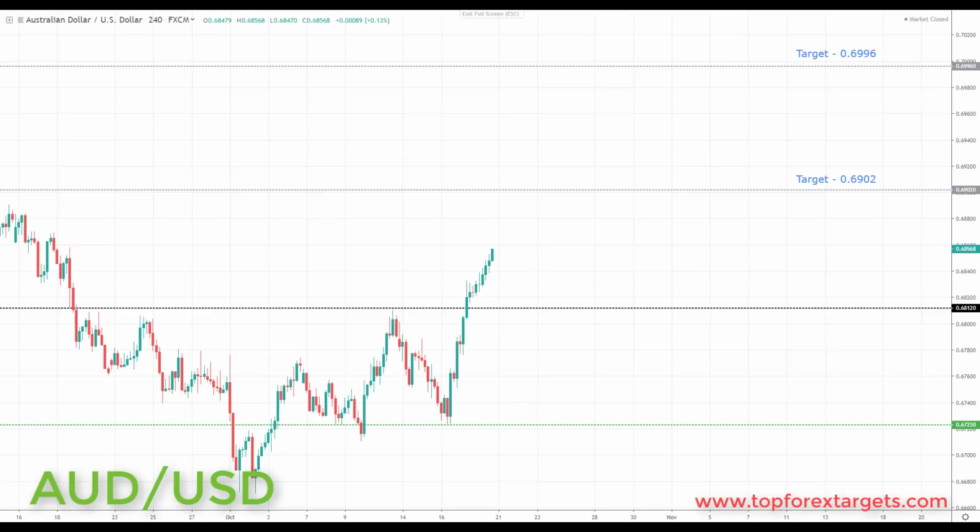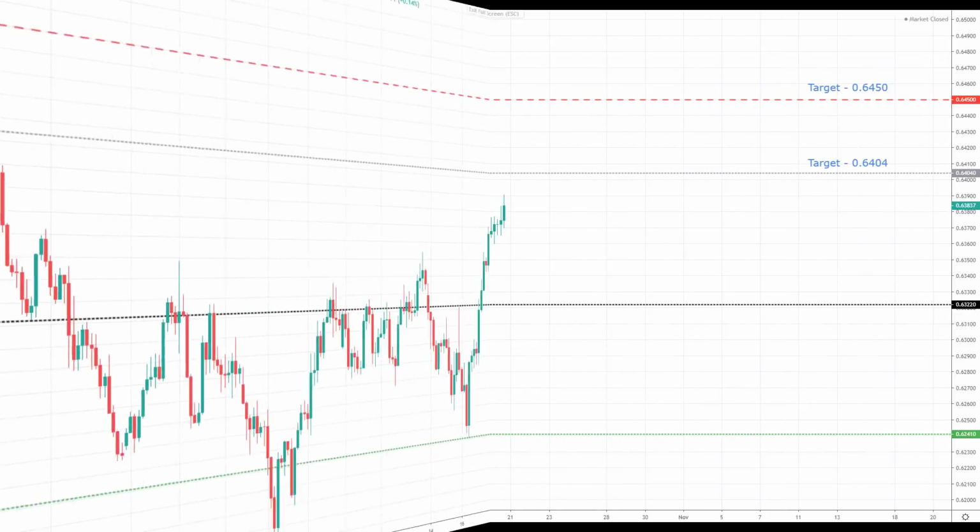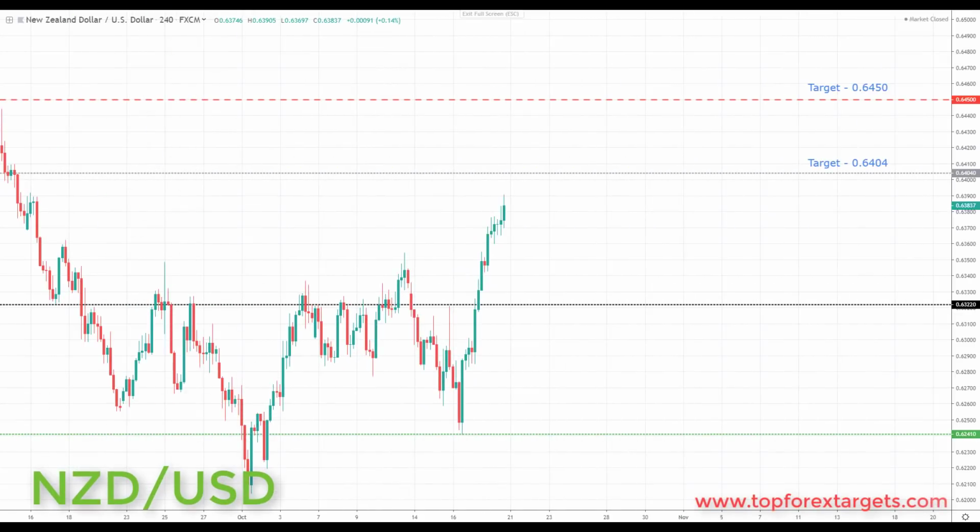If we can get a pullback this week towards broken resistance, looking to turn support at 0.68120, this is going to be a great place once again this week to start to look for bullish formations and patterns. We're going to be looking at initiating longs up towards the next key of resistance to the upside of the target set, 0.6902. And if we can get a breakthrough here, we're going to be looking up towards the next key of resistance to the upside, target 2, 0.6996. The next market that we're going to look at is New Zealand dollar.